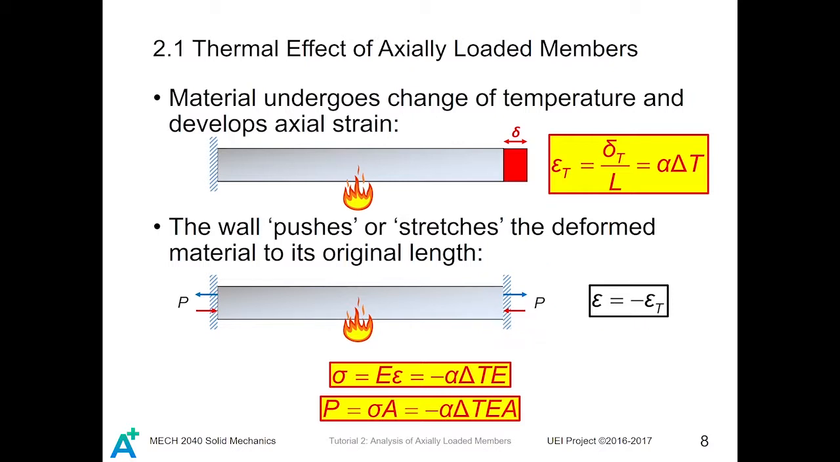So what is the axial stress caused by the clamped end? We know stress equals the Young's modulus times the strain. Now the strain is the negative of the thermal strain. Then we will make the substitution. Still remember the thermal strain equals alpha times the change of temperature. Therefore, the stress equals negative alpha delta T times E.